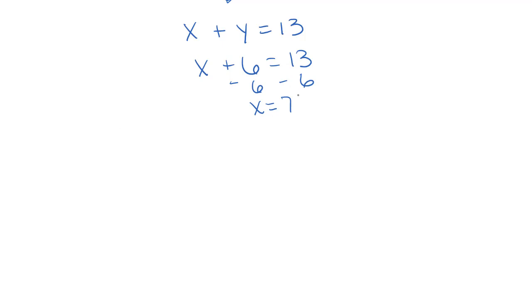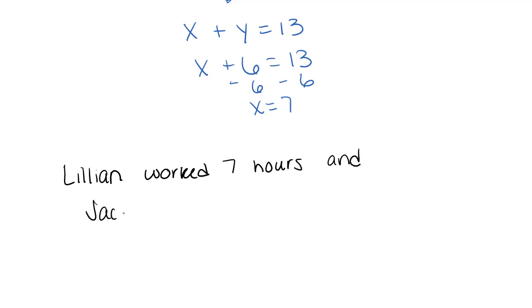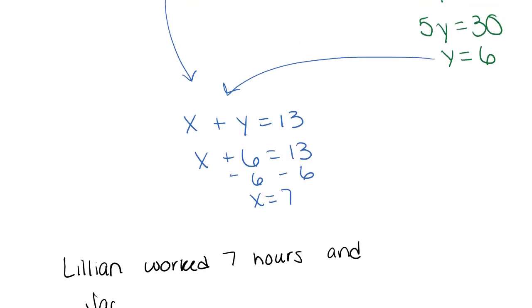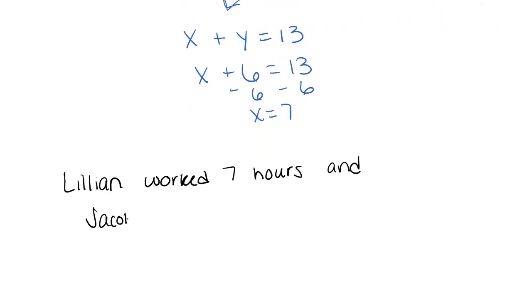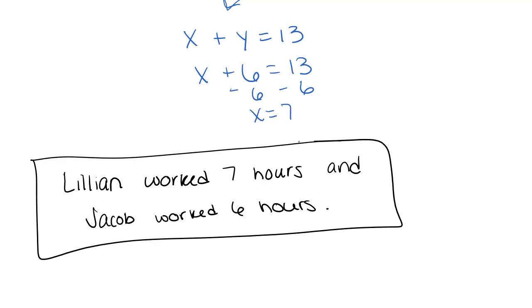Let's see. X is 7. X represented the hours Lillian worked. So Lillian worked 7 hours, and Jacob worked, I believe it was 6, but let me scroll up. Yep. Jacob worked 6 hours. And that's the solution to this word problem.